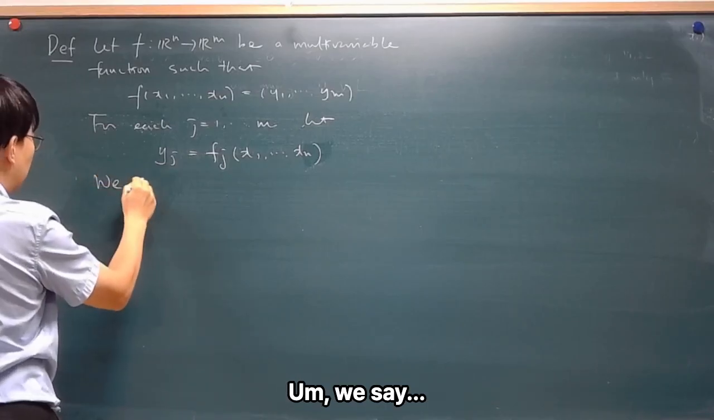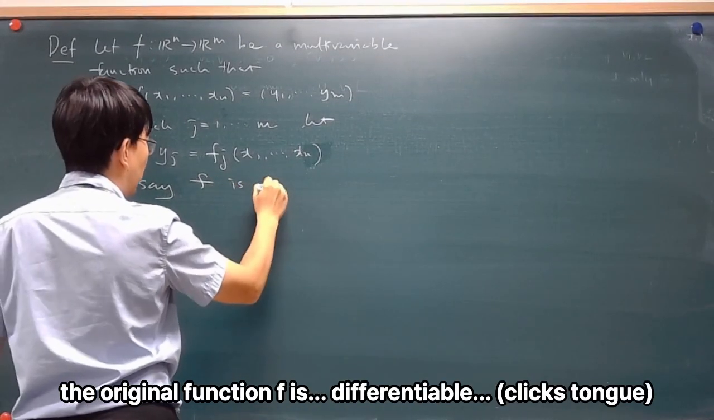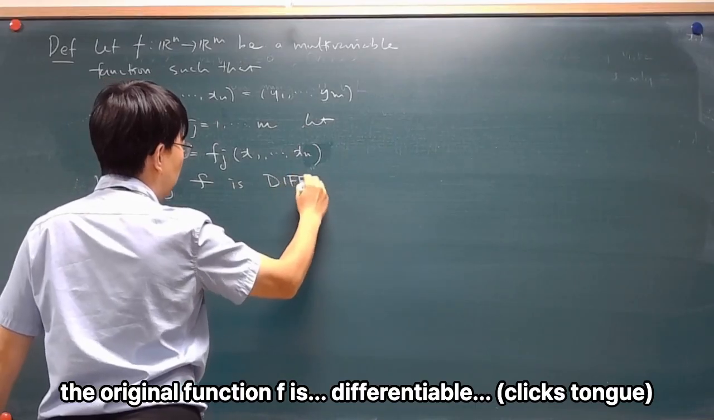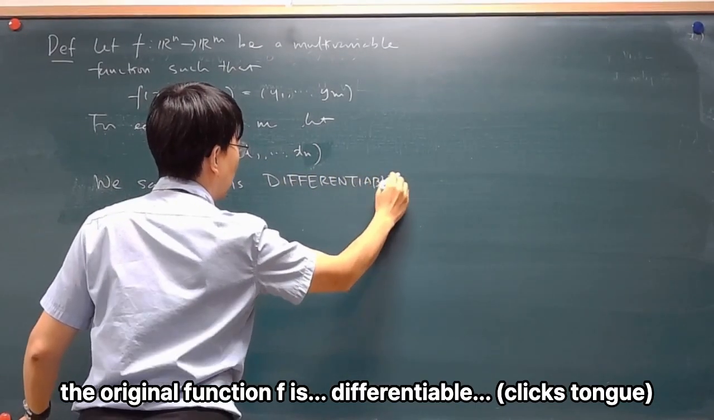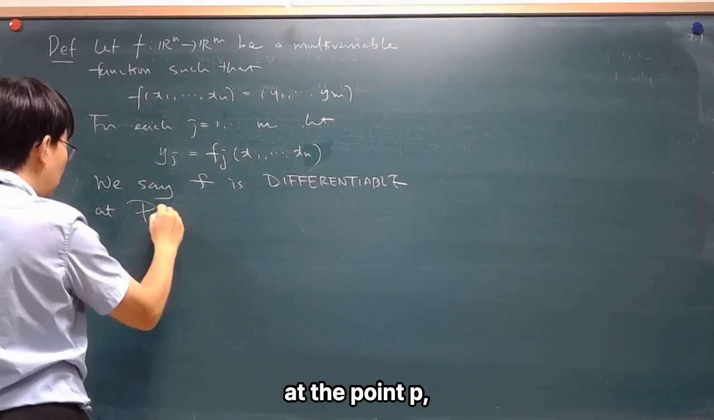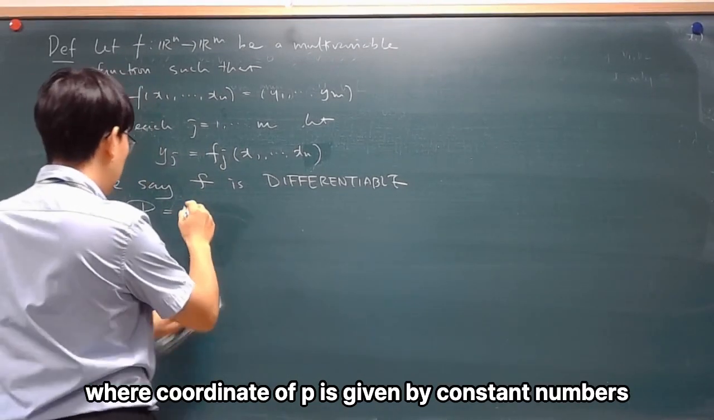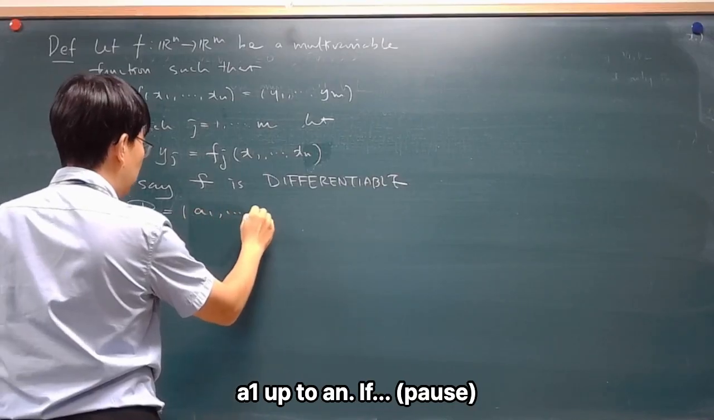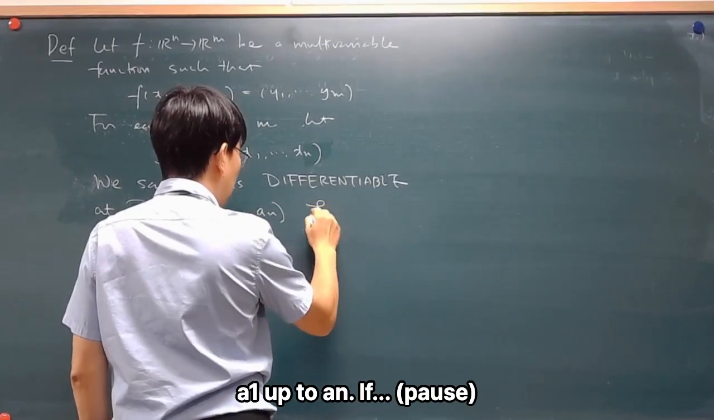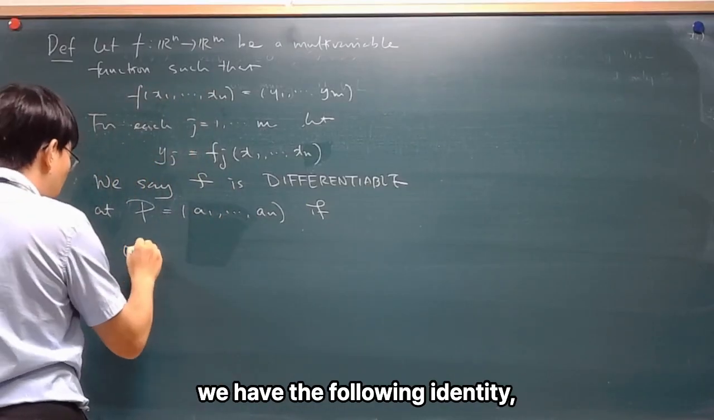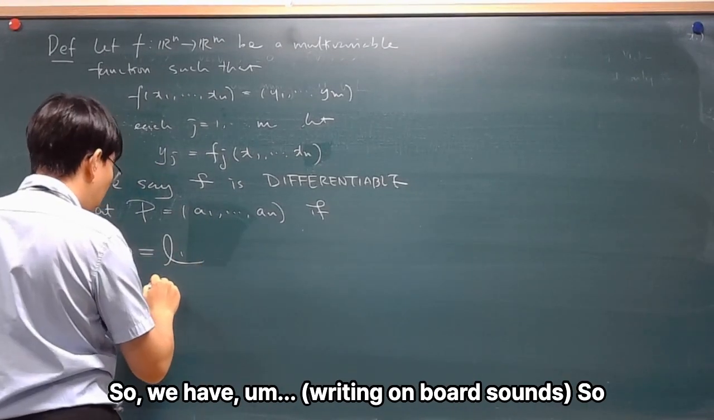We say the original function f is differentiable at the point P, where the coordinate of P is given by constant numbers a1 up to an, if we have the following identity. So I'm going to write this down.